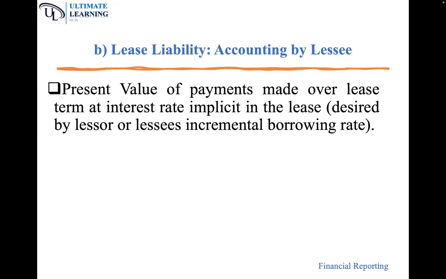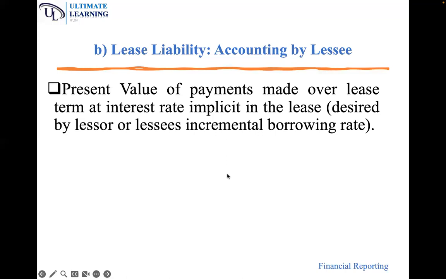Lease liability. Lease liability is simply the present value of lease payments, the present value of the lease payments that you make per year. So if you are paying rent of 1 million every year, 1 million in year 1, 1 million in year 2, 1 million in year 3, when you calculate the present value of these payments, the total present value is what gives you the lease liability.